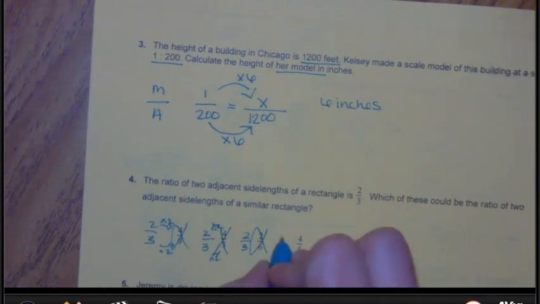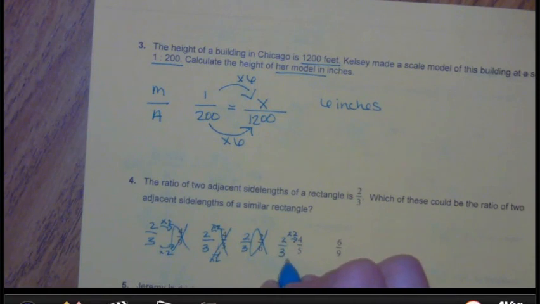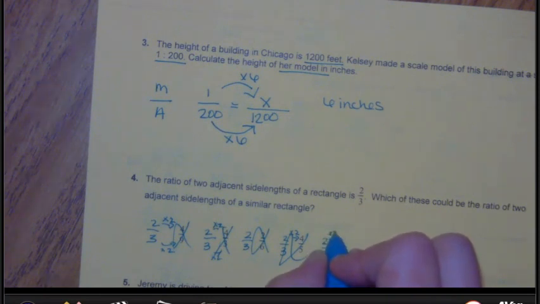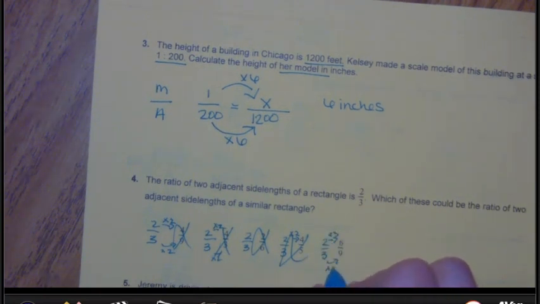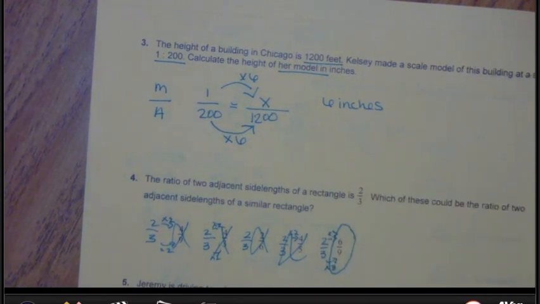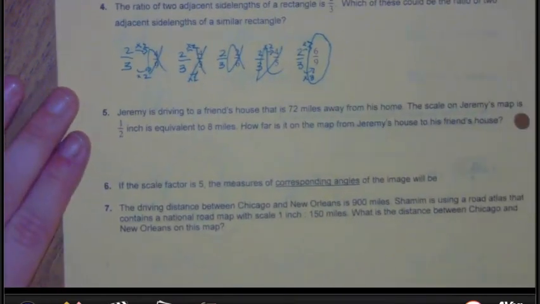All right, let's take a look. 2/3. Well, 2 times 2 gets me 4. Is 3 times 2 5? Nope. And then 2/3. Well, 2 times 3 can get me to 6, and 3 times 3 can get me to 9. So 6/9 is another possible choice for us.